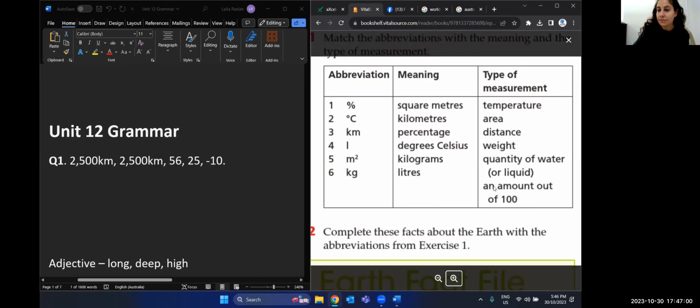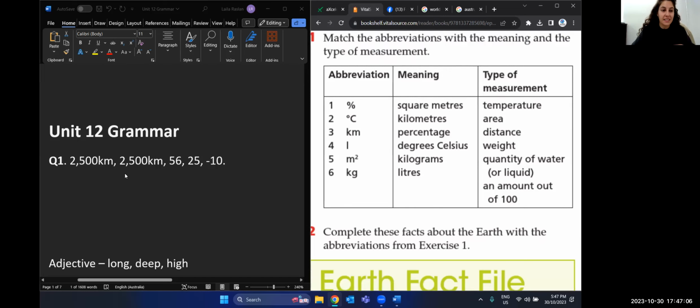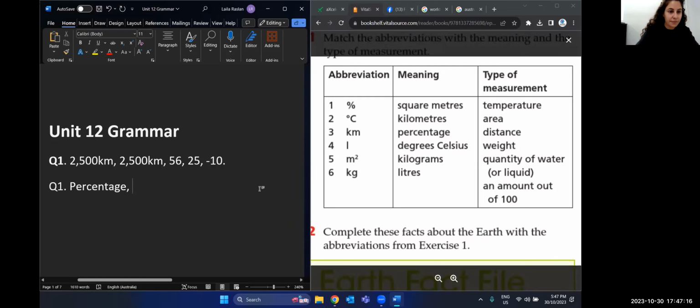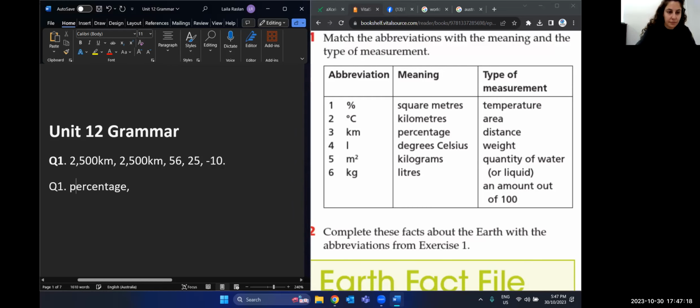Quantity of water, an amount out of 100? Yes. So that's what this symbol is. It's a percent. So it's a percentage. It's this one, percentage.